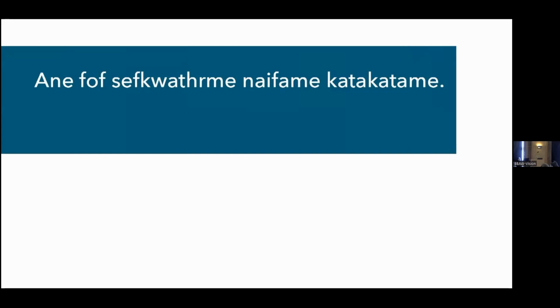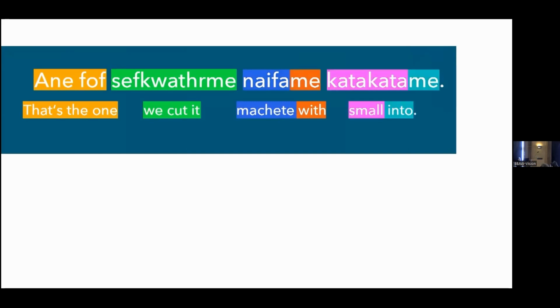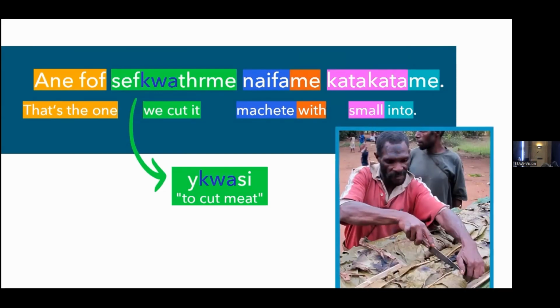We cut it into small pieces with a machete. Or word by word, Anefov, that's the one. Sevquaderme, we cut it. Naivame, with a machete. Katakatanme, into small pieces. He uses the verb yekwasi, which means to cut, but it's only used for cutting meat. There are several other cutting verbs in Komso depending on what is being cut and how it is done.